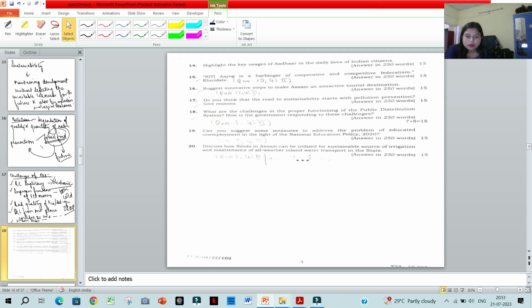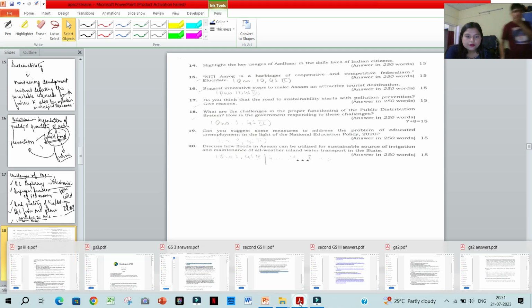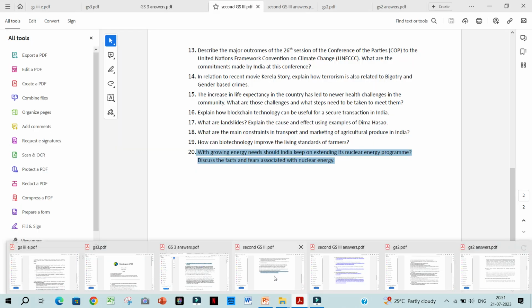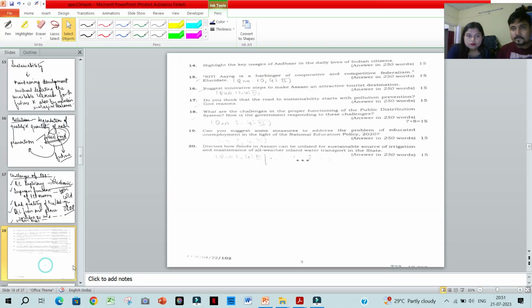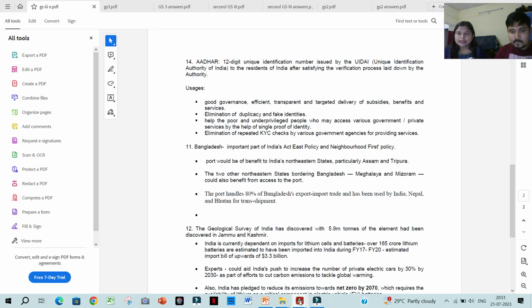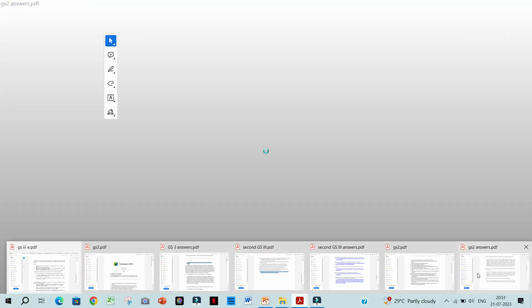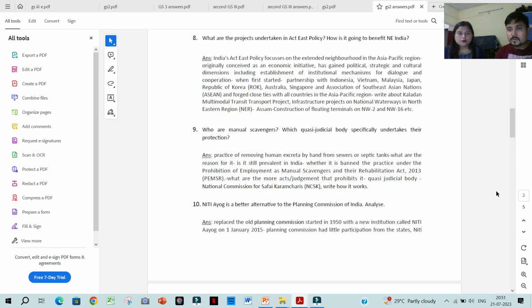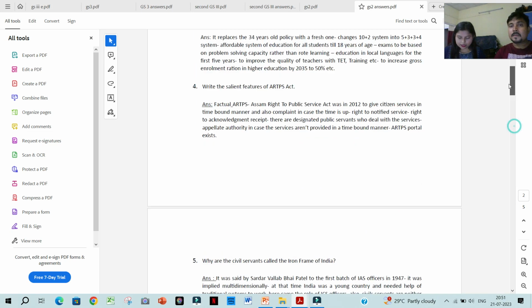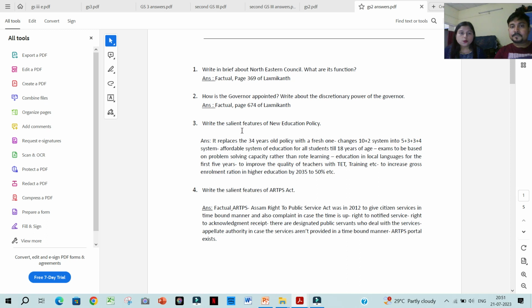So if we open our PDF, we'll find question number 3 of GS2. We asked about it: what are the salient features of the New Education Policy?